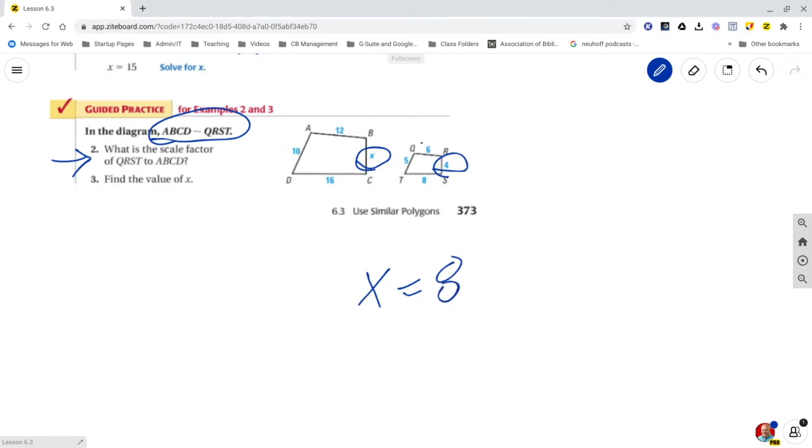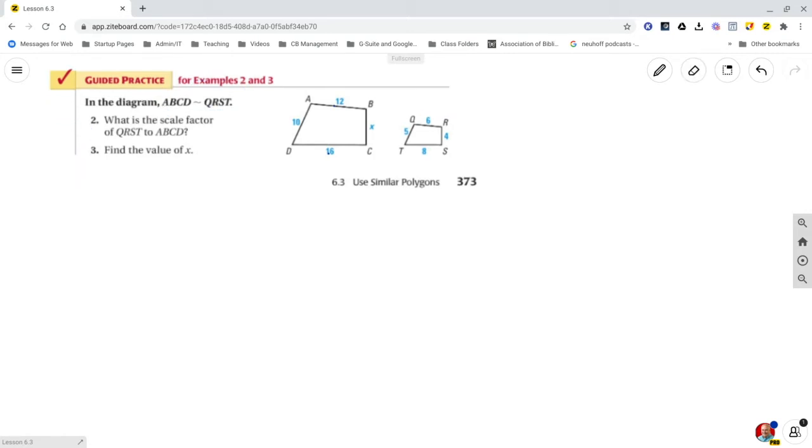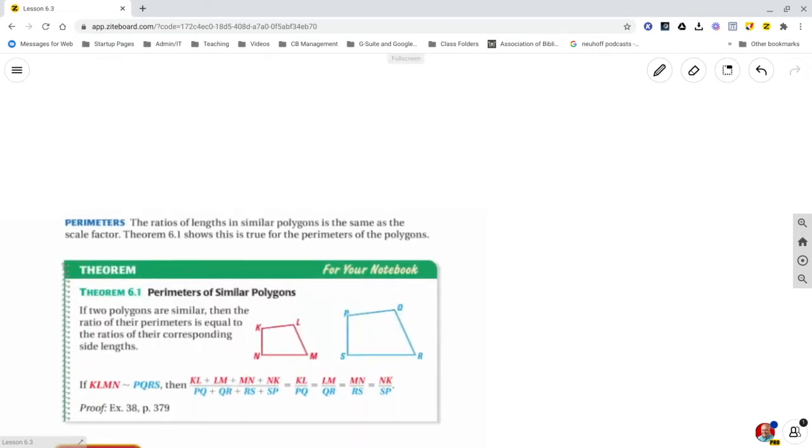12 over 6, 8 over 4, 16 over 8, 10 over 5, all of those have the same scale factor and show that these two figures now are similar to each other.